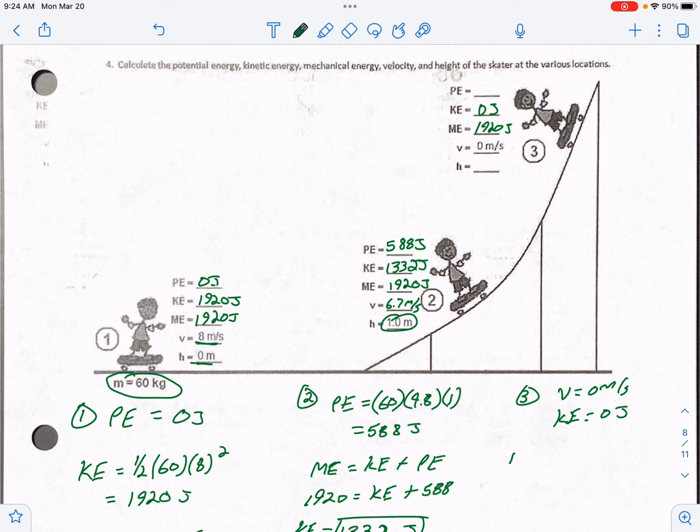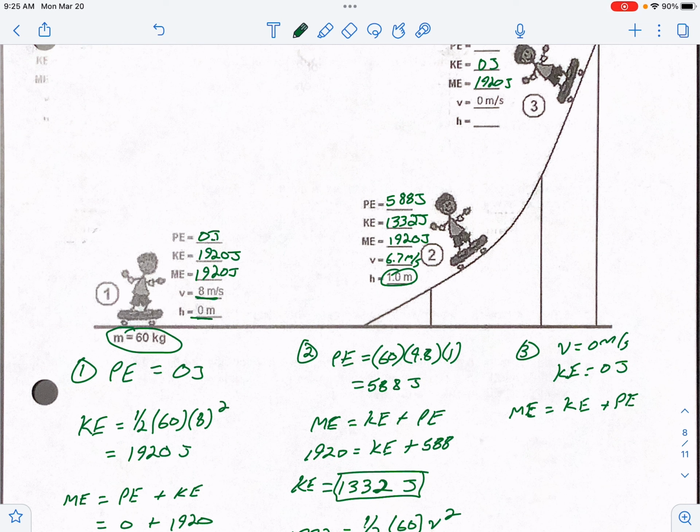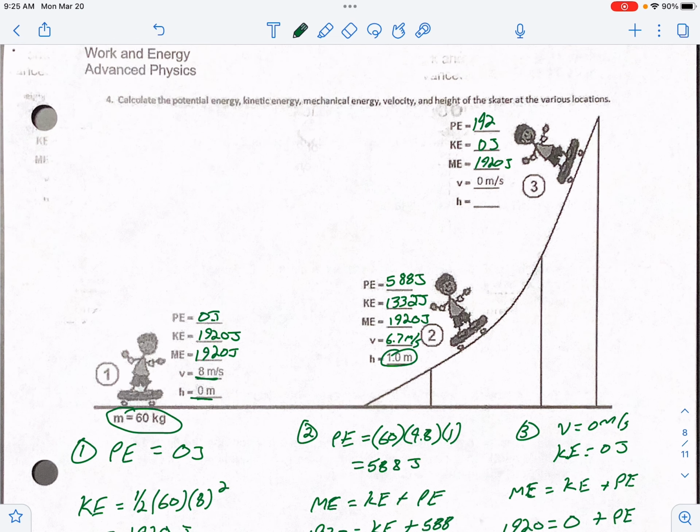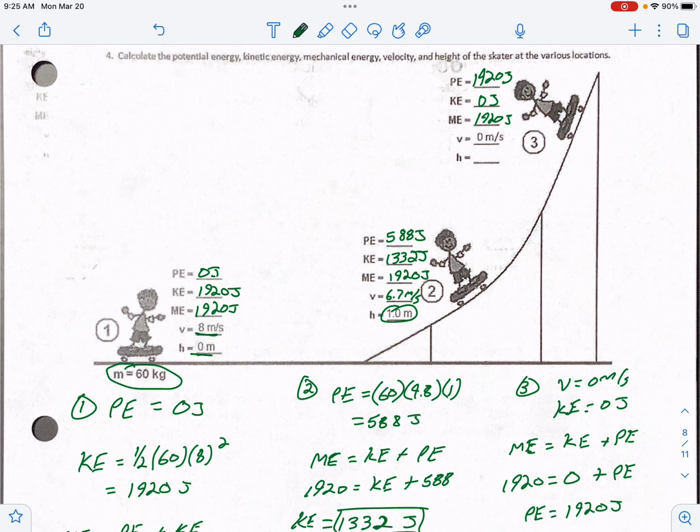Now we know mechanical energy equals KE plus PE. I keep writing this equation down just so you can get that stuck. I know my mechanical energy, my total, is 1920. Kinetic energy is 0 plus PE. So that means my potential energy is going to be 1920 joules. Basically, all the energy has shifted towards potential energy. So I can put that 1920 joules at PE.